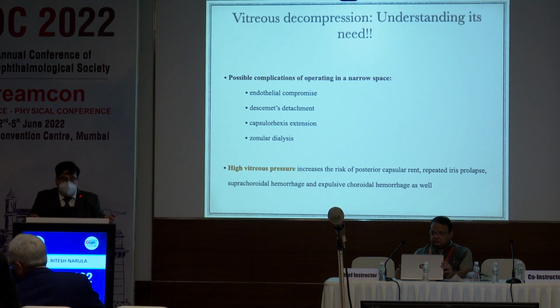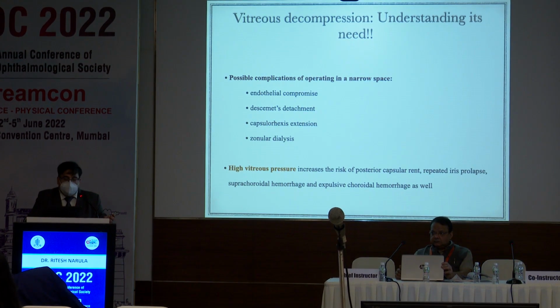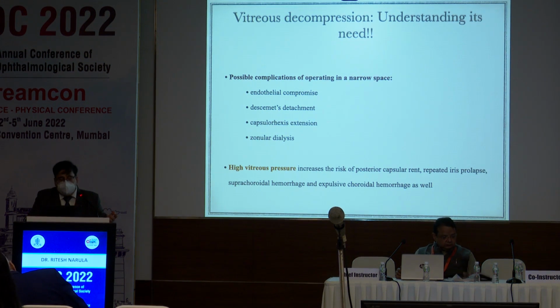There is a risk of Descemet's detachment. The capsulorhexis very often can extend if there is a lot of upthrust coming from behind, and there can be zonular dialysis, vitreous loss because of a PC rent, iris prolapse, and all. And in the worst of situations, you can land up with even an expulsive choroidal hemorrhage.